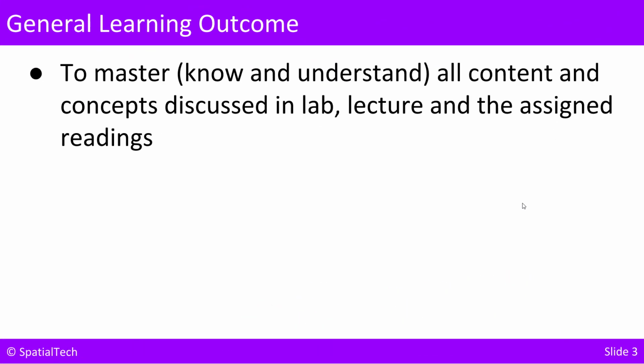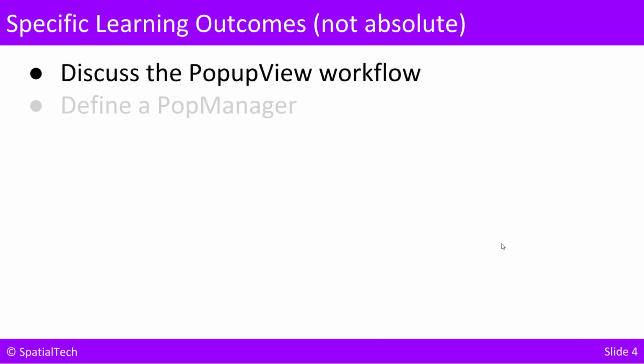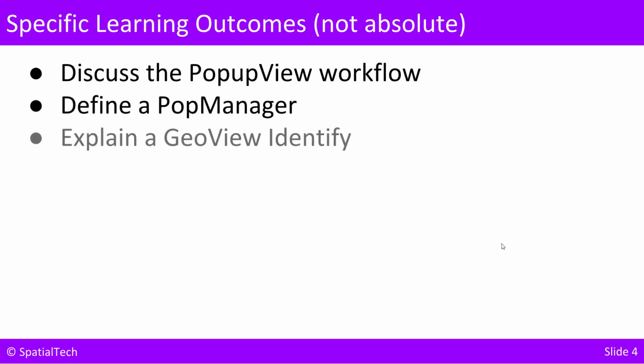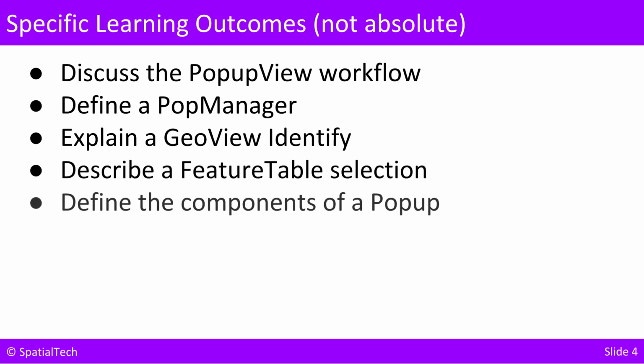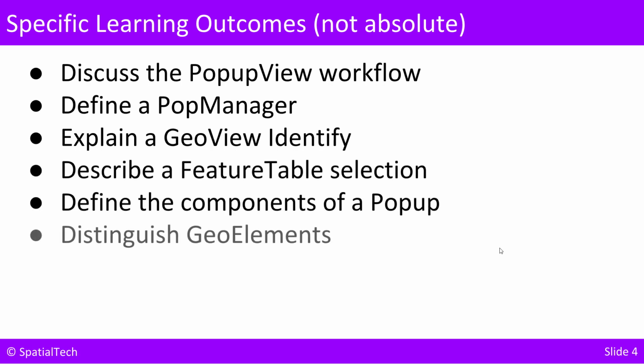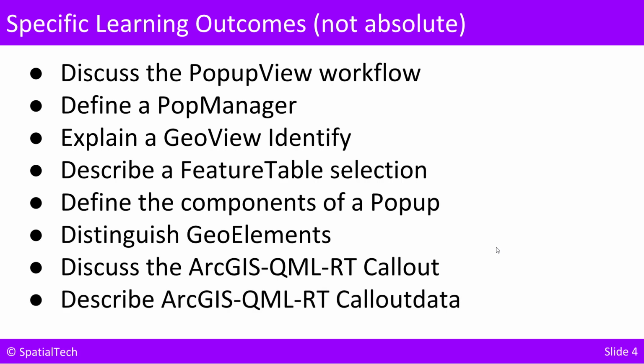The general learning outcome is to master, know, and understand all content and concepts discussed in lab, lecture, and the assigned readings. Specific learning outcomes, although not an absolute list, are to discuss the pop-up view workflow, define a pop-up manager, explain a GeoView identify, describe a feature table selection, define the components of a pop-up, distinguish geo elements from each other, discuss the ArcGIS QML runtime callout, and describe the ArcGIS QML runtime callout data.